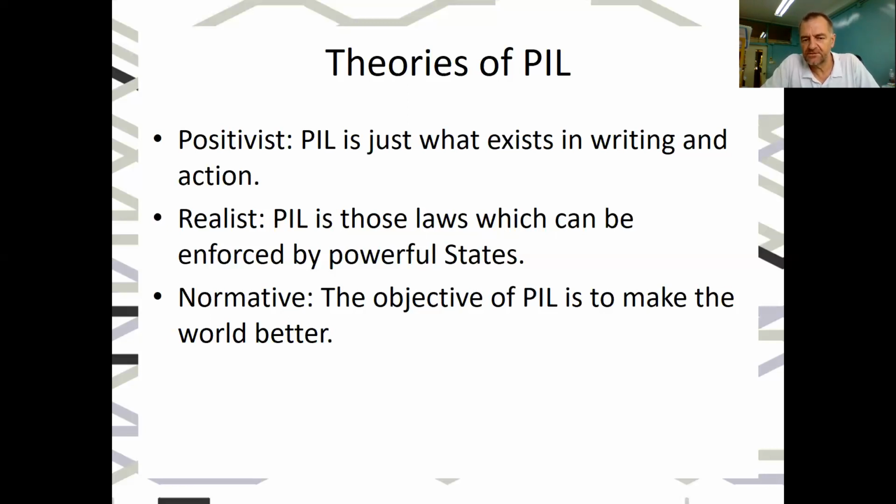Okay, so those 3 theories are just ways of understanding. Positivist: international law is just what's written down. Realists: international law is an expression of power. Or normative: international law is an objective, an ideal about how the world should be. Okay, so that ends the first section.